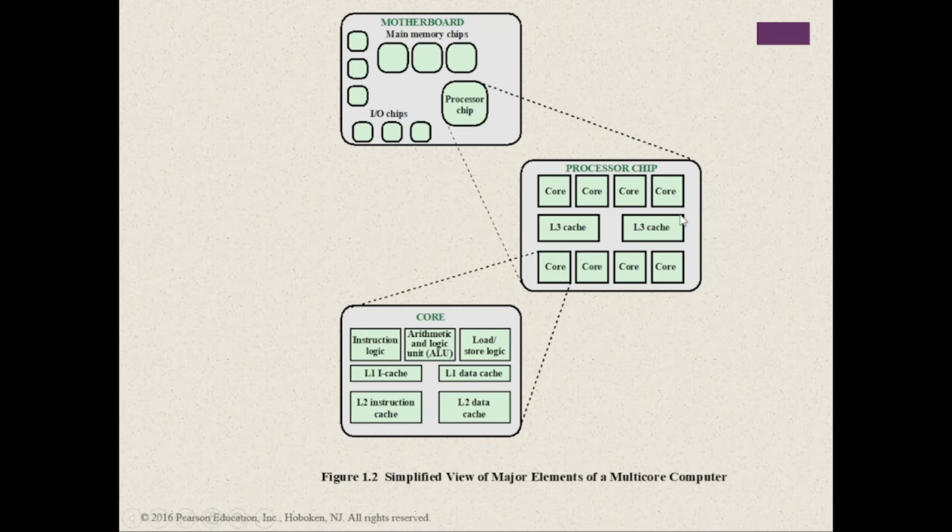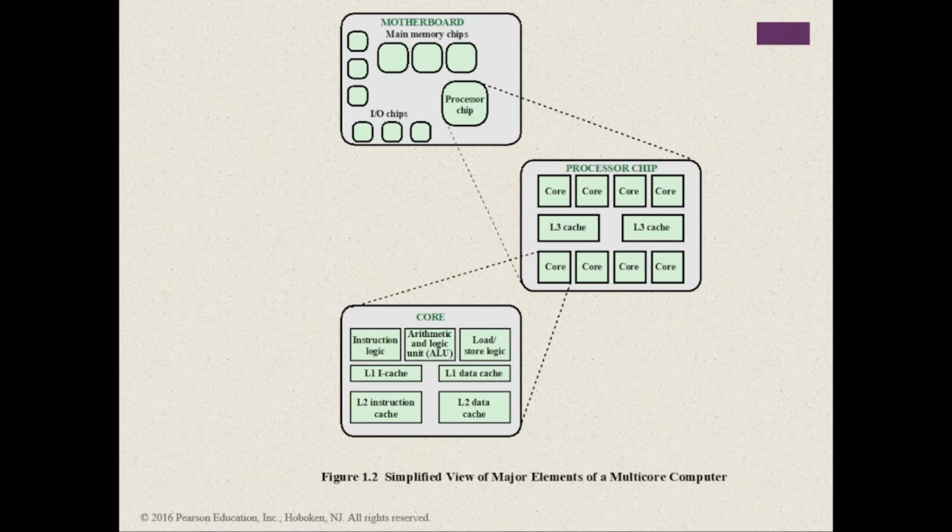And then next, we zoom in on the structure of a single core, which occupies a portion of a processor chip. In general terms, the functional elements of a core are, first, the instruction logic. This includes the tasks involved in fetching instructions and decoding each instruction to determine the instruction operation and the memory locations of any operands. Next is the arithmetic logic unit, or the ALU, which performs the operation specified by an instruction. Next, the load store logic manages the transfer of data to and from main memory via cache.